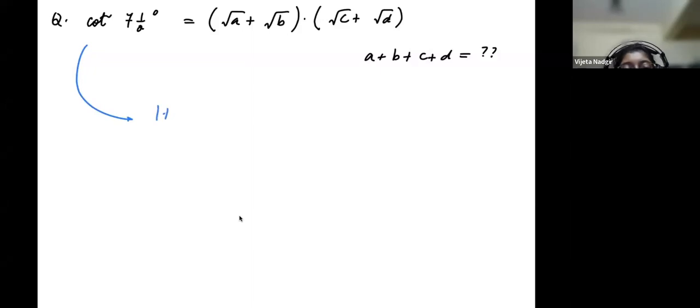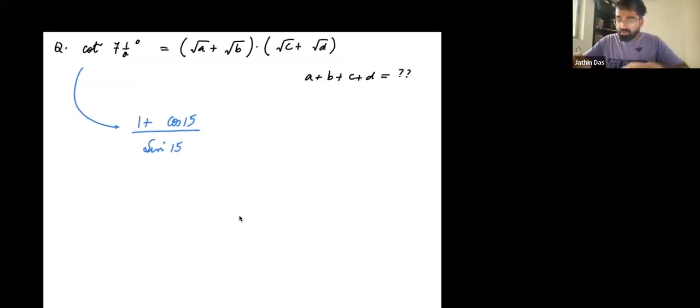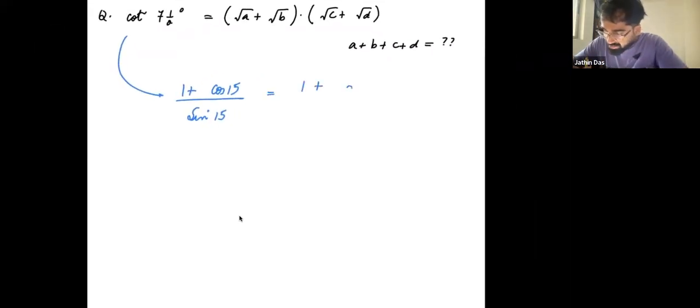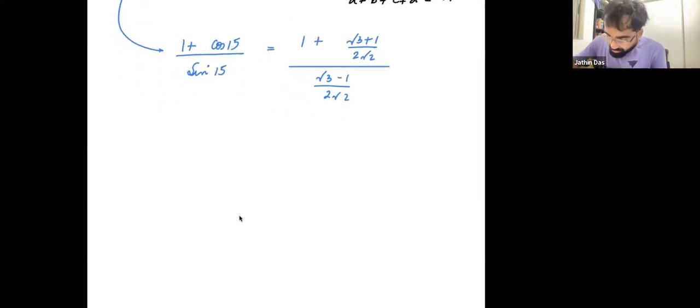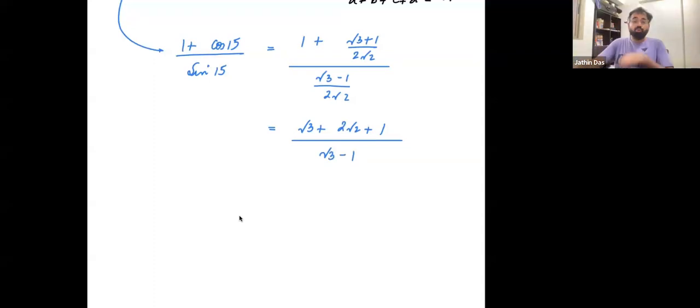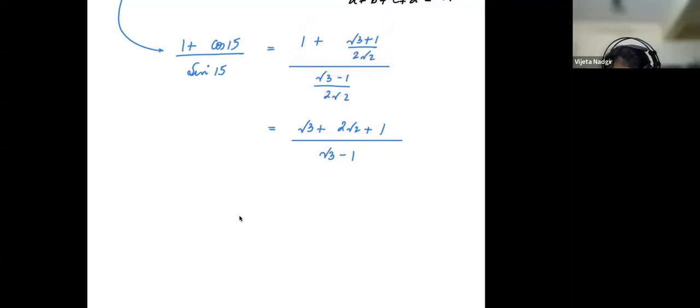Did you start with this 1 plus cos 15 by sin 15? So 1 plus root 3 plus 1 by 2 root 2 divided by root 3 minus 1 by 2. So you might have got root 3 plus 2 root 2 plus 1 divided by root 3 minus 1. 2 root 2, 2 root 2 will cancel. I took the LCM here, so this will cancel out, common. So I think you got this value.